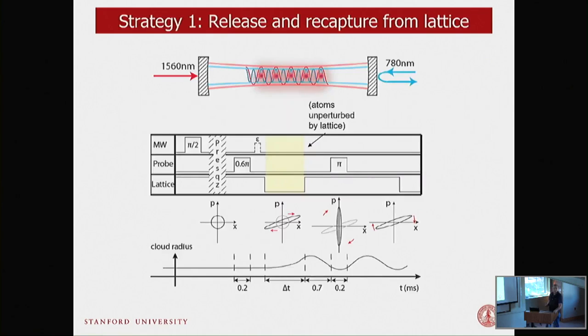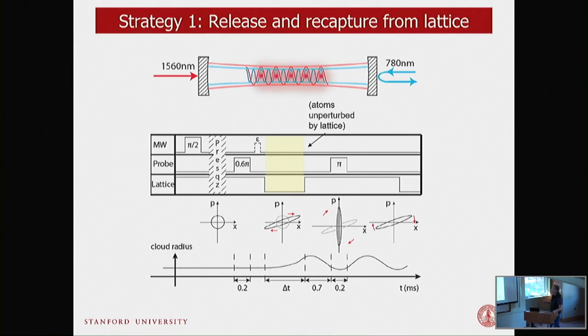So strategy one is what we call release and recapture. Here's a schematic of the apparatus again. You have the confining 1560 and the 780 nanometer probe. This is a kind of complicated timing diagram showing you what's going on with the microwaves, the QND probe, and the confining lattice. The bottom line here is we've devised a timing sequence where, after the QND probe right here that makes the squeezed state, we have a period in time where all the light is off and the atoms are evolving in free space, and we're doing the pi/2 interrogation.